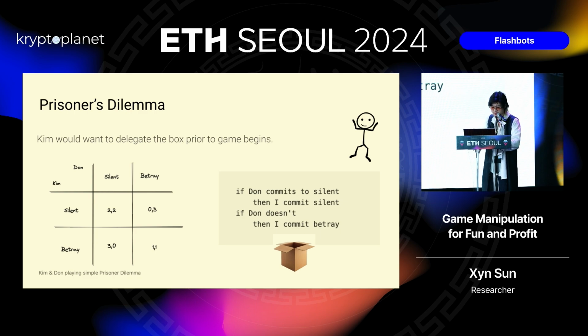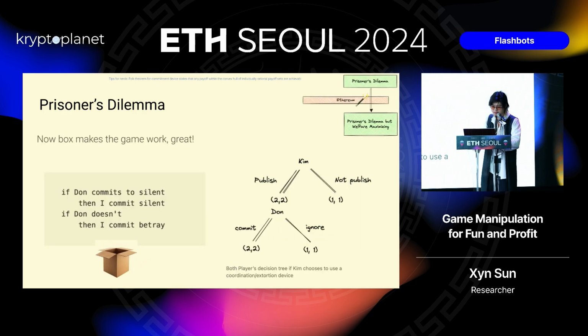So upon publishing this contract, or delegating Kim's actions to this box, now the box makes the game work, right? You can see that after Kim publishes the contract and makes the delegation, Don's optimal move is essentially to also commit to cooperate. You can draw this in a tree structure. So in this very simple game, Prisoner's Dilemma, you could warp the incentives of this game using Ethereum to another game, which is Prisoner's Dilemma but with welfare maximization.